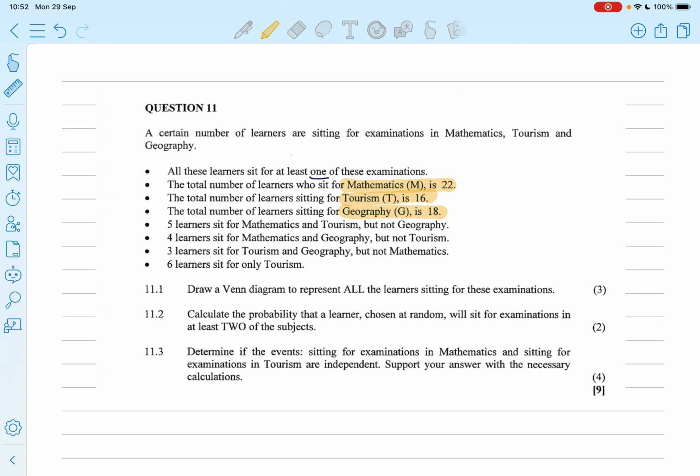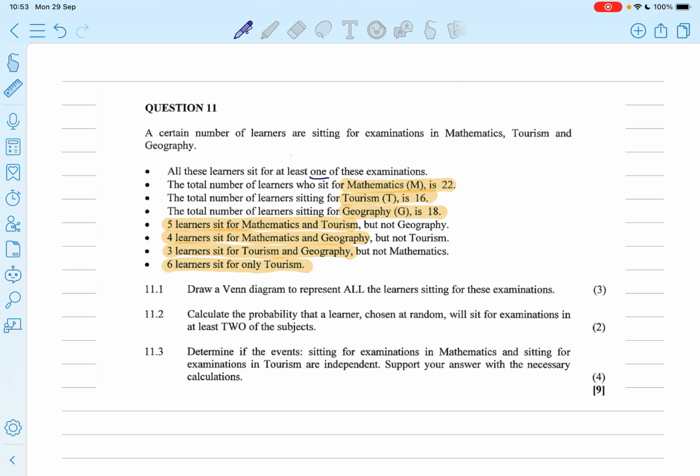And then we are told 5 learners sit for maths and tourism, but not geography. And then 4 for maths and geography, but not tourism. 3 for tourism and geography, but not maths. And then 6 only sit for tourism. So these are our key values. Then we are asked in 11.1 to draw a Venn diagram to represent all the learners sitting for these examinations.